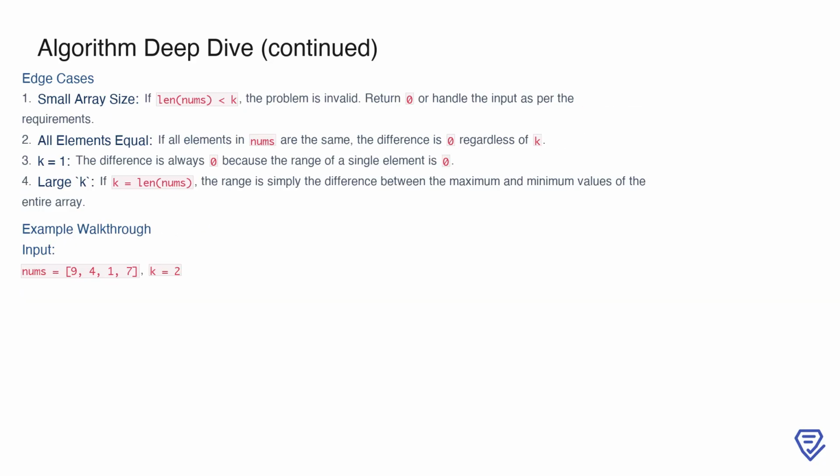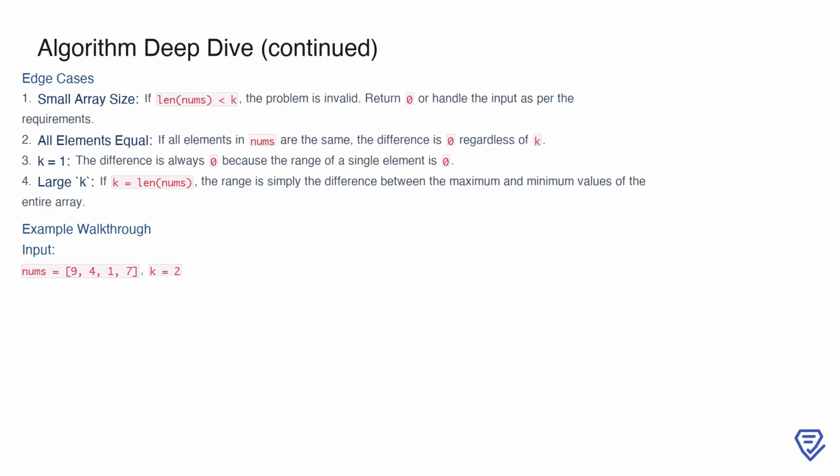Certain edge cases are important to consider when implementing this solution. First, if the size of the array, len(nums), is less than k, the problem is invalid because it's not possible to select k elements. Depending on the requirements, you can return 0 or handle this scenario appropriately.